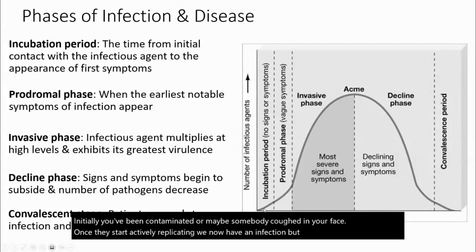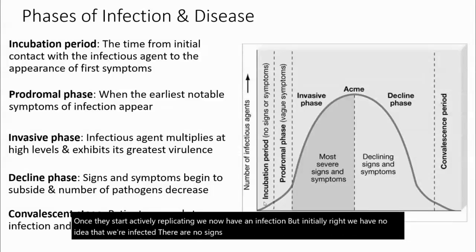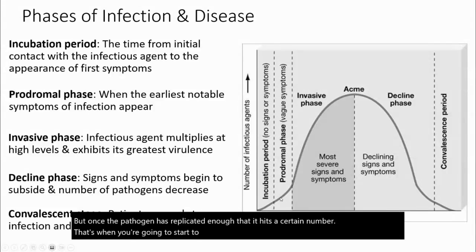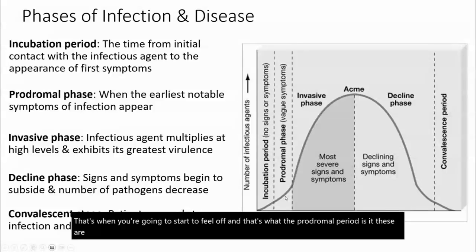But initially, right, we have no idea that we're infected. There are no signs, no symptoms. We feel just fine. This is called the incubation period. But once the pathogen has replicated enough that it hits a certain number, that's when you're going to start to feel off. And that's what the prodromal period is. These are very vague signs and symptoms. We typically describe the prodromal period as you feeling off.